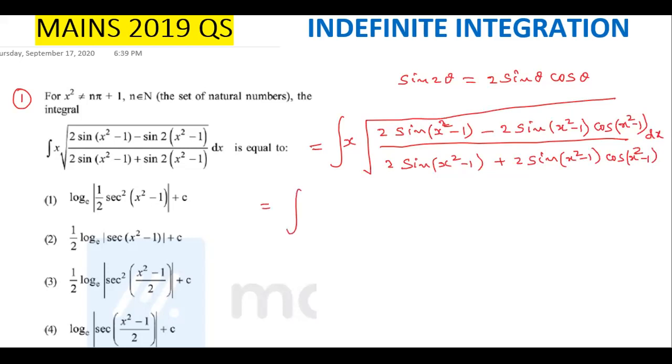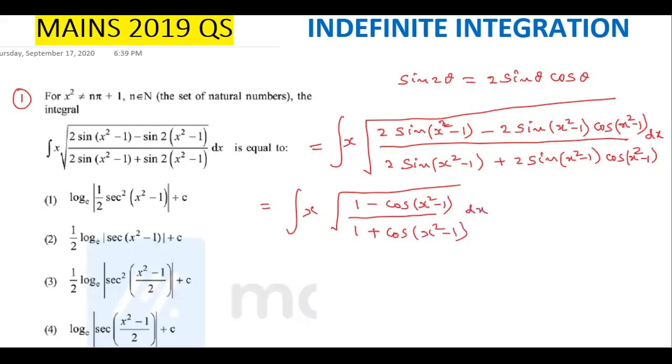Now observe that in the integration x into, numerator 2 sine of (x square minus 1) and denominator 2 sine of (x square minus 1) is common, so it is going to cancel. Now I am going to write the remaining part. That means 1 minus cos of (x square minus 1) divided by 1 plus cos of (x square minus 1) dx.